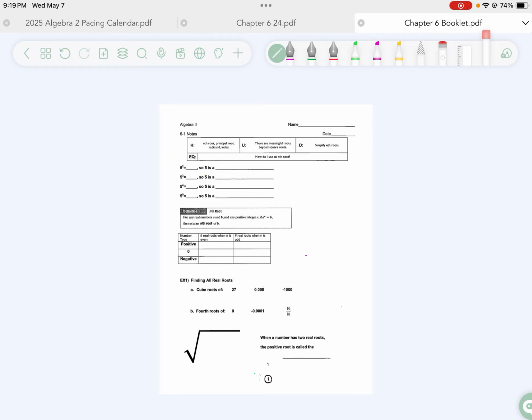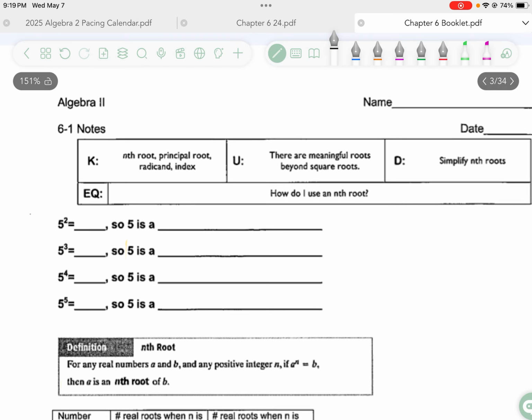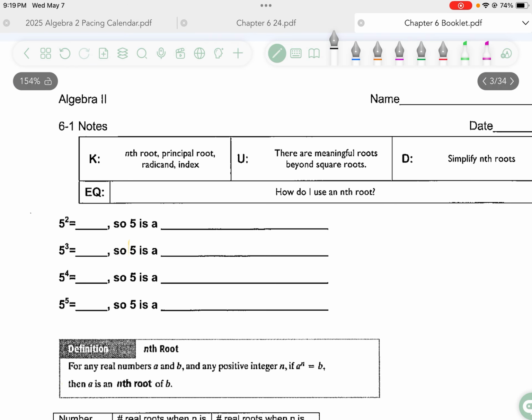All right, so chapter 6 is all about simplifying different types of radicals. You guys are most familiar with square roots, but today we're going to talk about the cube root, fourth root, fifth root, sixth root, so on and so forth, and how to simplify those types of problems. So make sure you have your calculator. We're just going to go through some vocabulary here first on page 1.